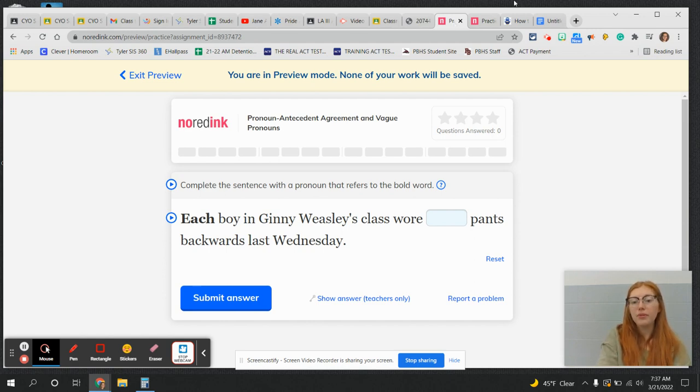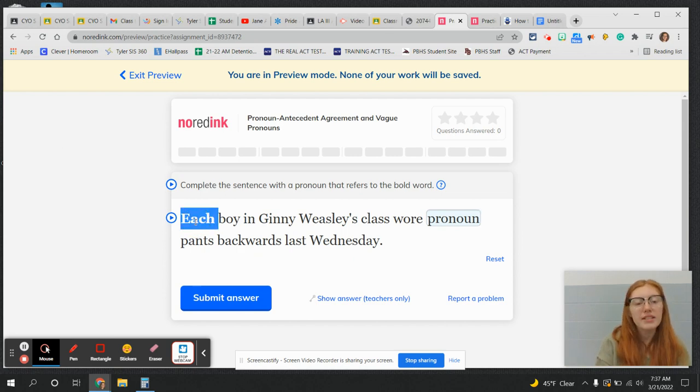So for example, if our pronoun is going in the blank right here, that's where our pronoun should go. I'm going to just type in pronoun so we are all on the same page. But over here at the front of the sentence, we see each. And each is part of that pronoun that is going to be clarifying who is going to be wearing these pants, whose pants these are. And based on the antecedent, it decides what type of pronoun you put in, whether you put in his, her, their, whether it's singular or plural.